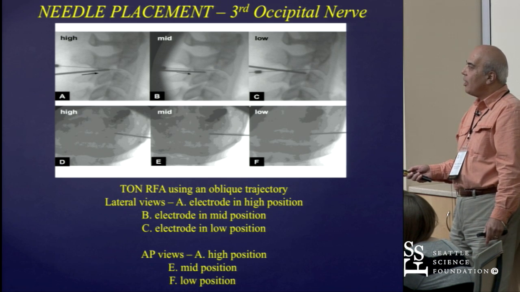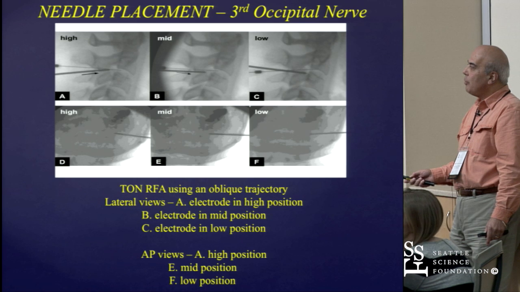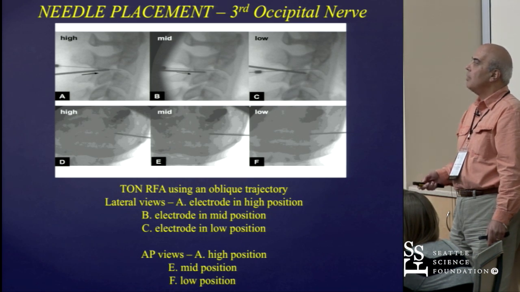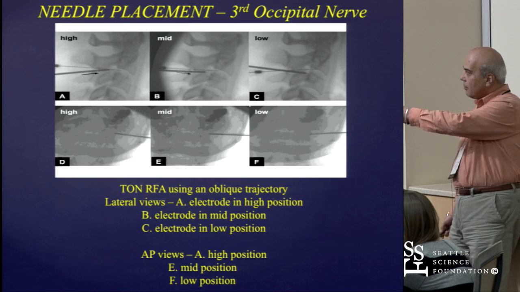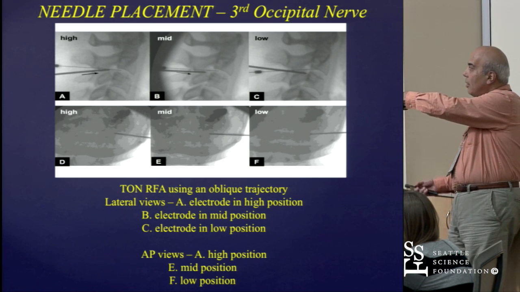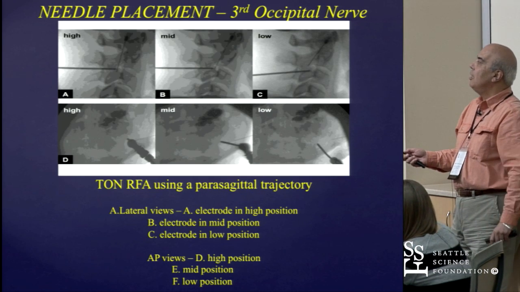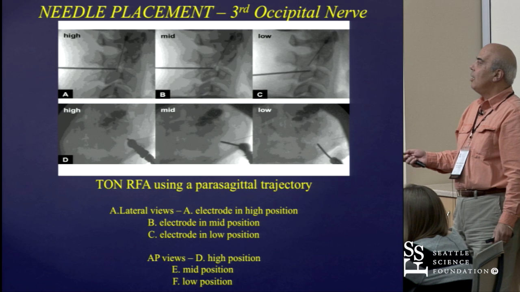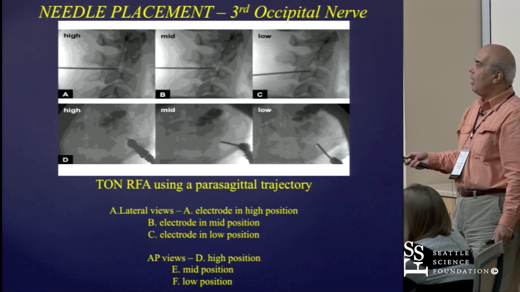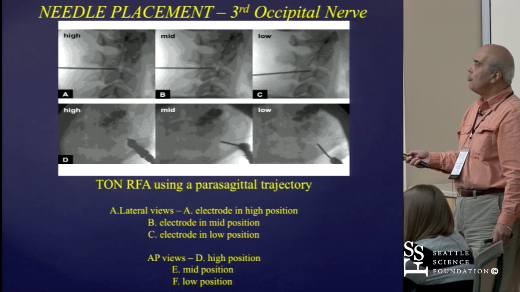The same images you can see on the AP view: high position, mid position, and lower position. This is using an oblique trajectory. These are instead the same pictures taken using a parasagittal trajectory. We have, again, high position, mid position, and low position on a lateral view and on an AP view.